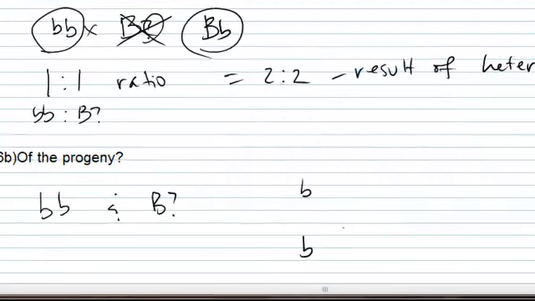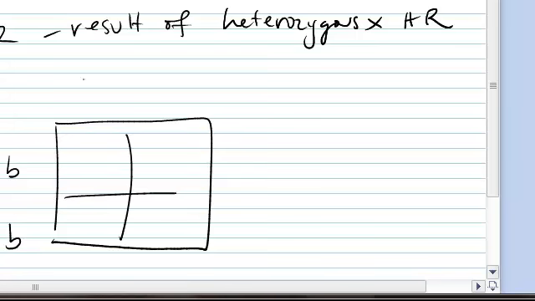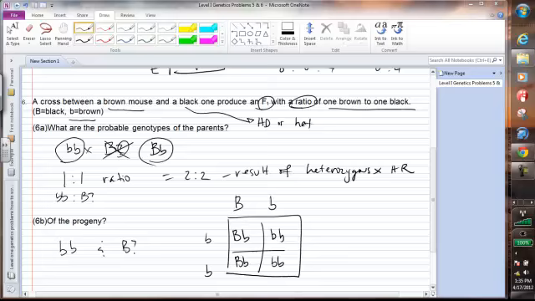So here are the gamete possibilities of one parent, that would be the brown parent, and the gamete possibilities of the other parent, which must be heterozygous, results in only heterozygous and homozygous recessive genotypes in the next generation. All right, that's it for your problems 5 and 6.